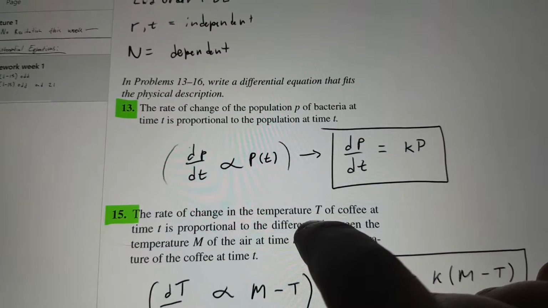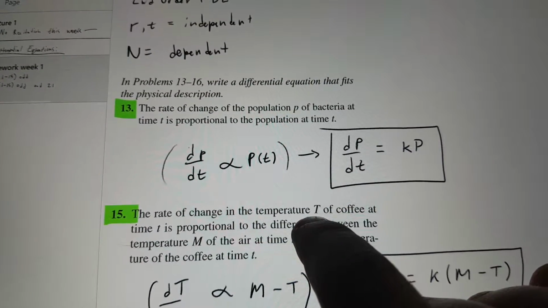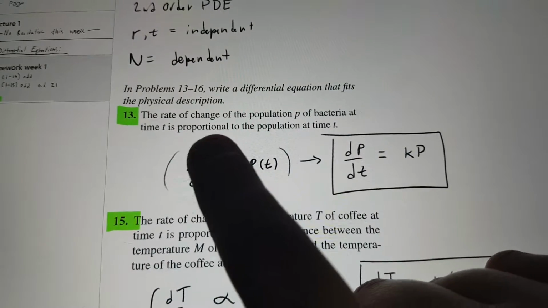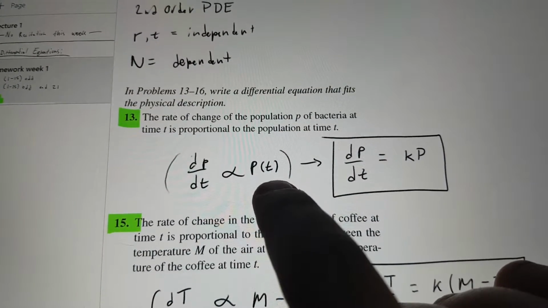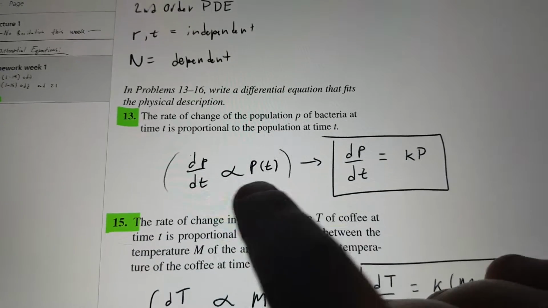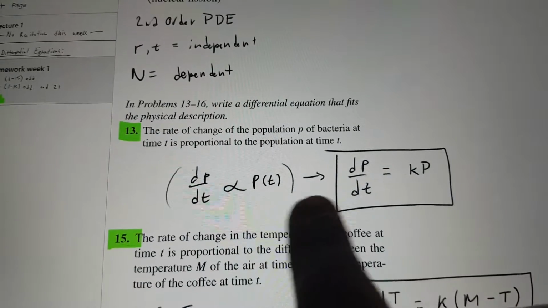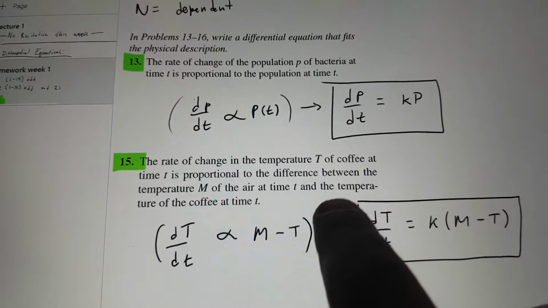Alright, write a differential equation that fits this description. So the rate of change of population at time t is proportional to the population at time t. So this is proportional to the population. So you can just put a k in there, proportionality constant.